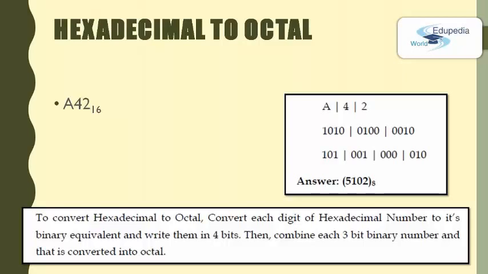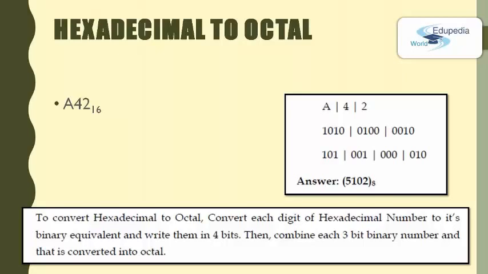So in this example, 2 is represented by 0010, 4 is represented by 0100, and the character A, which means the value 10, is represented by 1010. Those are the 4-bit groups. Now we have to combine these 3 groups and create 3-bit groups starting from the rightmost position. So the first group is 010, the second group is 000, the third group is 001, and the fourth group is 101. Now each group should be converted into the equivalent octal number.